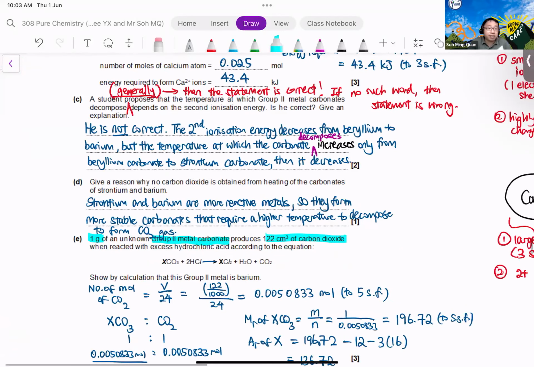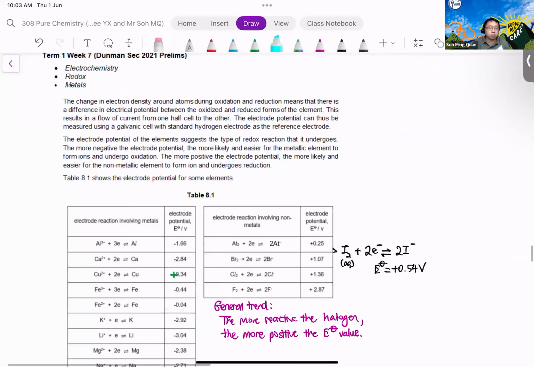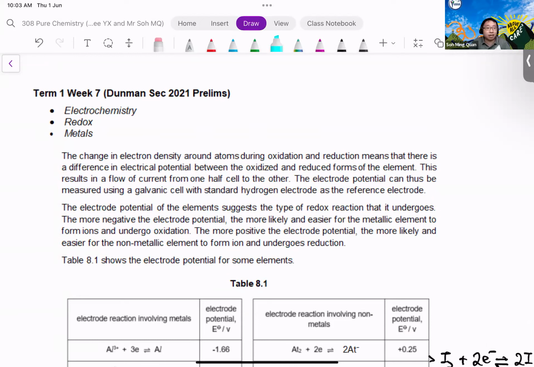Now we are at term 1, week 7. All right, it's from Dunman Sec 2021. Again, you must pay attention to the header, but you don't see a clear header in this particular question. That's quite rare. Typically, we will put a header in. The header here that should have been the case is actually what we call the electrode potential.